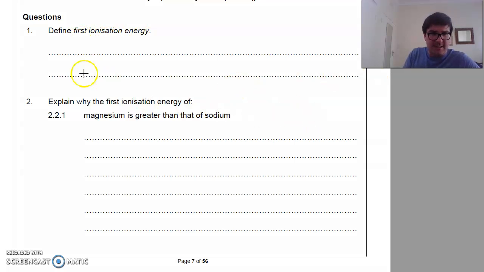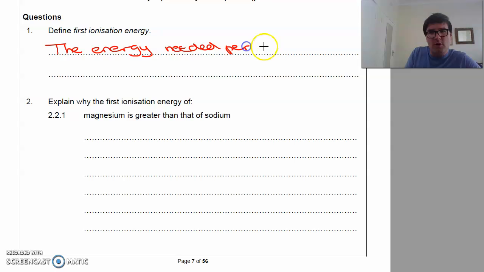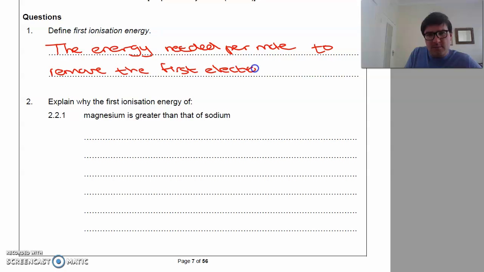Now first ionization energy we define as the energy needed per mole. What is a mole? It's a certain number of particles, 6.02 times 10 to the 23rd particles per mole, to remove the first electrons from atoms in the gas phase.